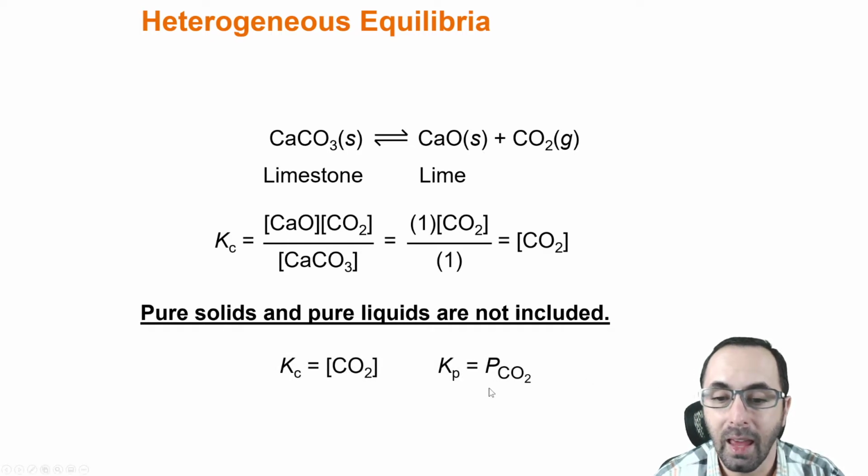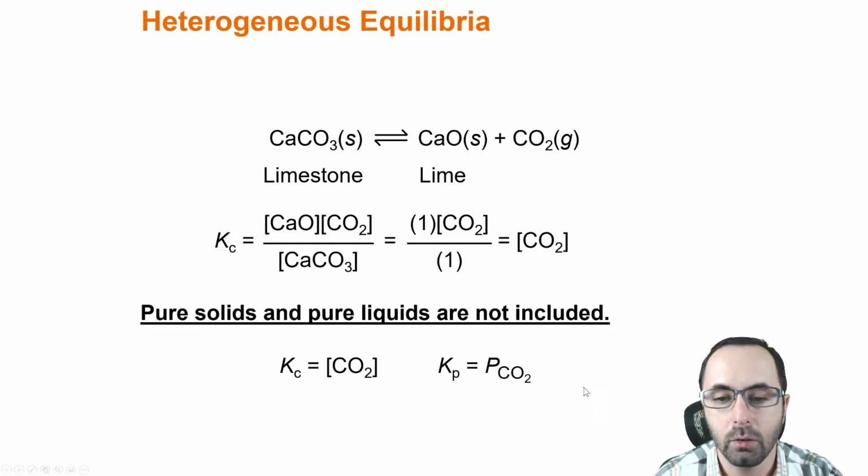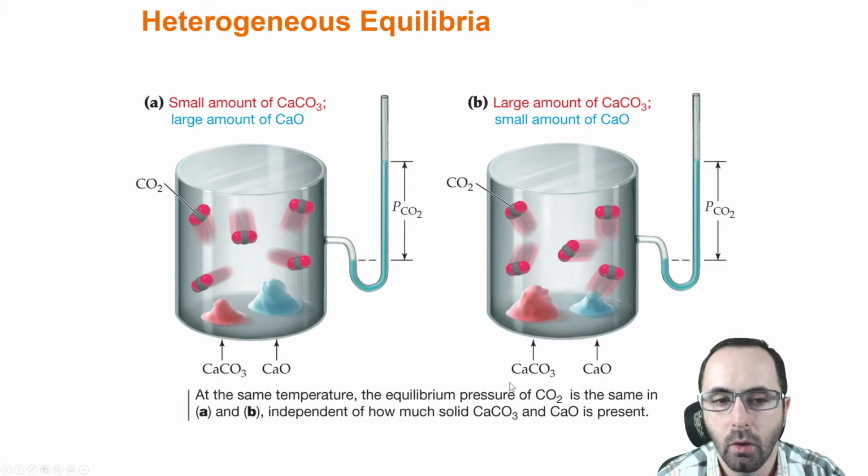So if we're writing the Kp for this reaction, we'll only include the pressure of the gas CO2. If we're writing the Kc, we'd only include the product concentration for CO2. In both of these types of Ks, we do not include pure solids or liquids because most of their atoms are not available for the reaction.